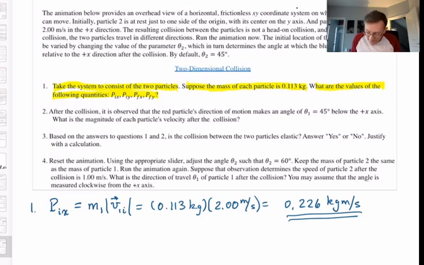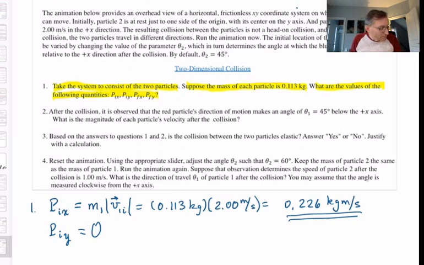All right, what is P initial y, the initial y momentum of the system before the collision? I'd like you to answer that for yourself. Feel free to pause the video if you so desire. So did you remember in the animation that before the collision, particle 2 is not moving at all, and particle 1 is moving purely in the plus x direction? There is no velocity component in the y direction, so there is no y component of the initial momentum. P initial y is 0. Okay? Purely by observation from the animation.